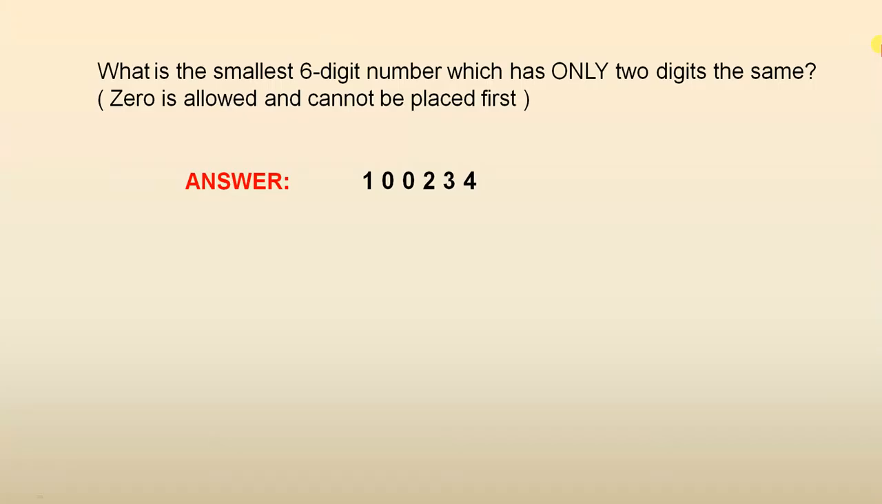What is the smallest 6-digit number which has only 2 digits the same? 0 is allowed and cannot be placed first. So in other words, you can't place 0 at the beginning. Now here are the 6 digits: 1, 2, 3, 4, 5, 6. So it's 100,234. And the 2 digits which are the same are the 2 zeros.